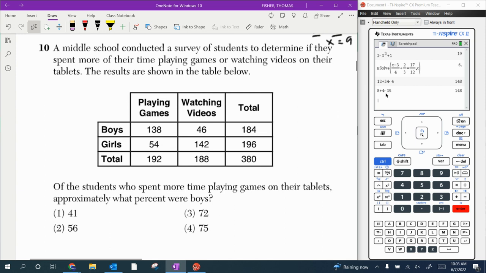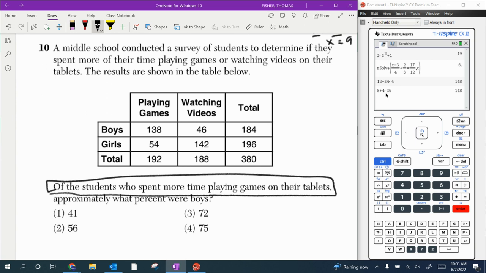Nice two-way table here in number 10. Of the students spent more time playing games on their tablets. Ooh, that's a long statement. Out of all the students who spent more time playing on their tablets, approximately what percent were boys? Actually, this is everybody. Most time playing games. Oh no, this is videos on their tablets. Okay, so games. So playing games. So out of that total. I had to read it a couple times there. Sometimes it takes me a second.